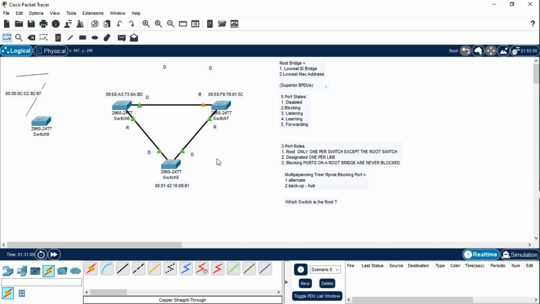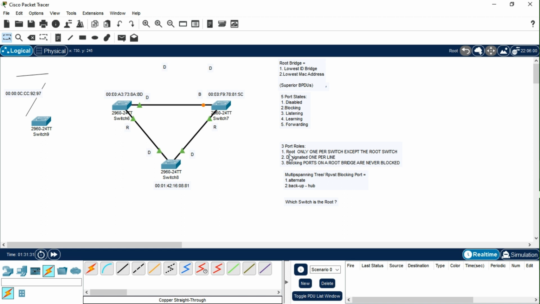Let's see here. The next thing is I have three rules, guys. When it comes to spanning tree, these three rules have honestly helped me tremendously. Three easy rules when it comes to determining the port role.